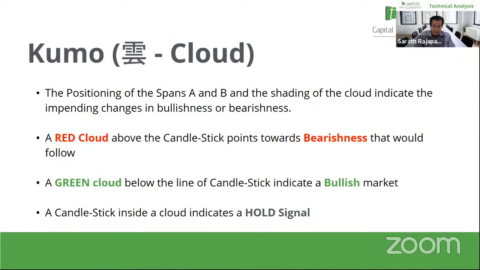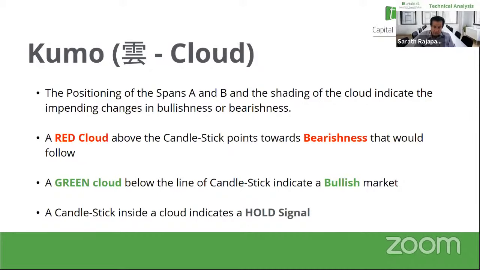The positioning of the spans A and B and the shading of the cloud indicate impending changes in bullishness. A red cloud above the candlestick points towards bearish. If a red tinted cloud appears, you can say the market is going to collapse. It's a premonition of a fall in the market. Mind you, you can use Ichimoku for market indices, individual stocks, futures, or any other traded instruments.